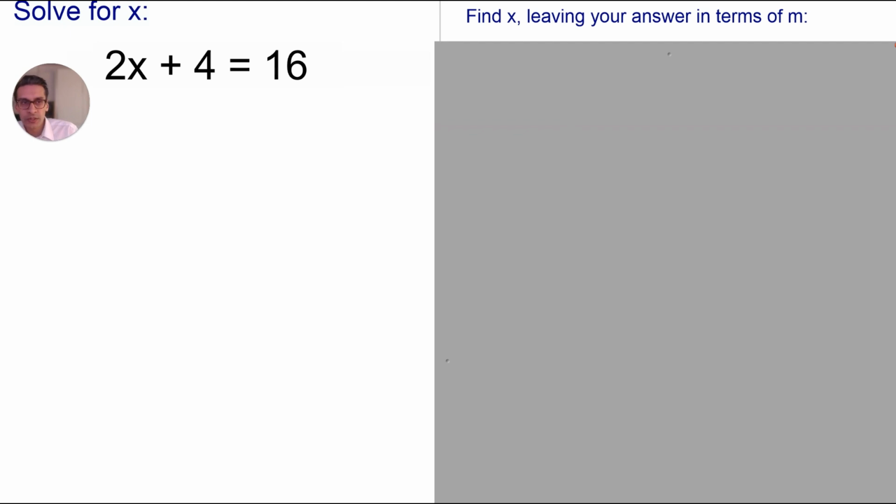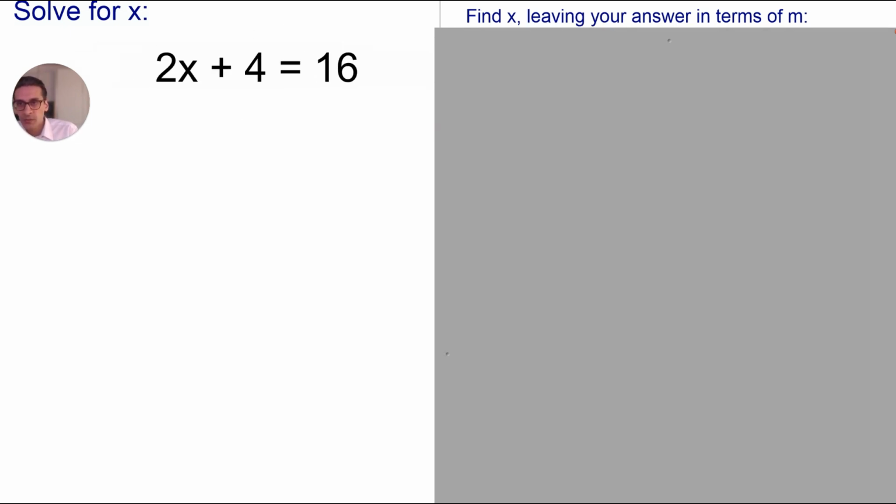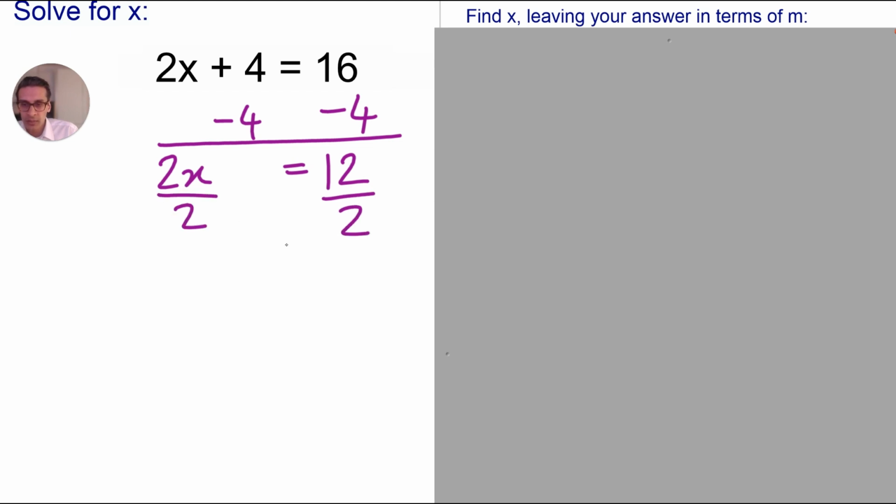Okay, some more examples. So we're going to solve this just like normal. So it says solve for x. So let's take away 4 from both sides first. So 2x equals, now 16 take away 4 is 12. And then we're going to divide by 2, x equals 12 over 2, which is equal to 6.